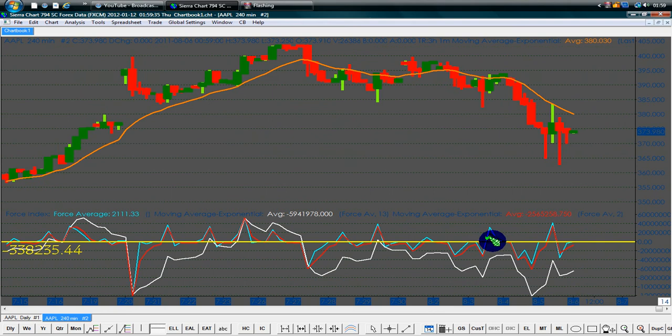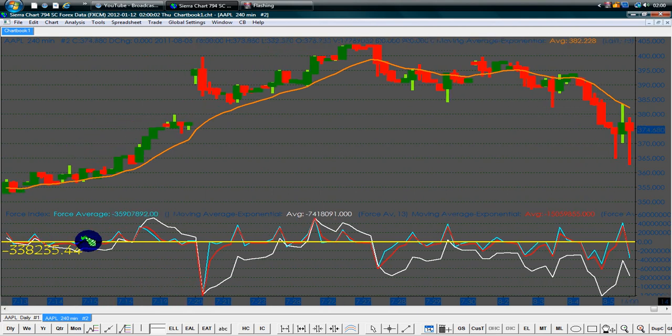The turquoise line here is the force index. The red one here is the exponential moving average 2 of the force index. The white one here is the exponential moving average 13 of the force index. Some traders will place a trade to buy when the exponential moving average 2 of the force index is below the 0 line, and they will sell when it is above the 0 line.